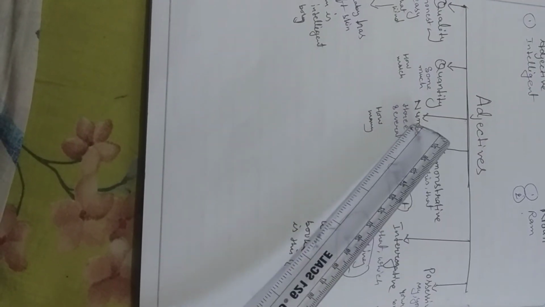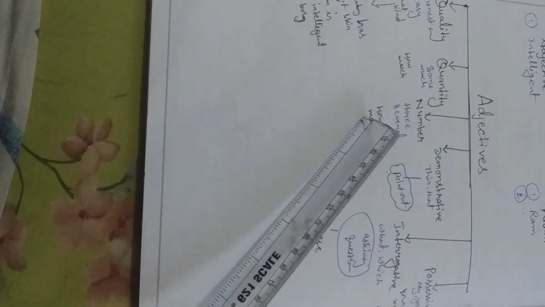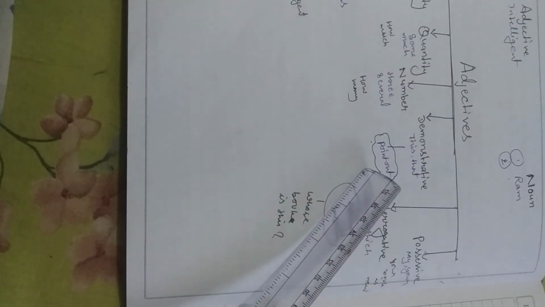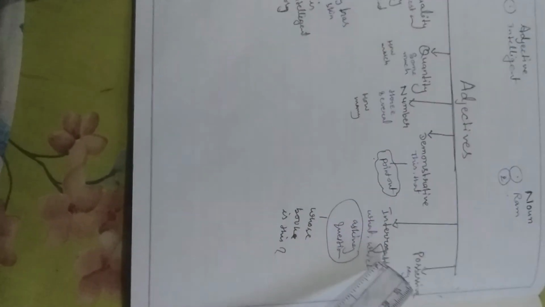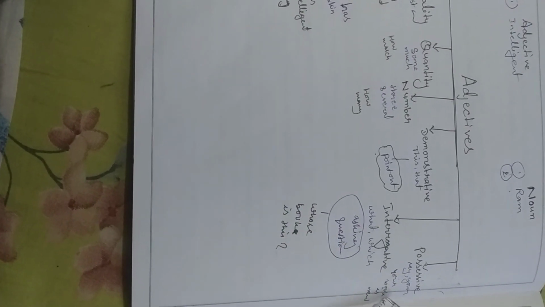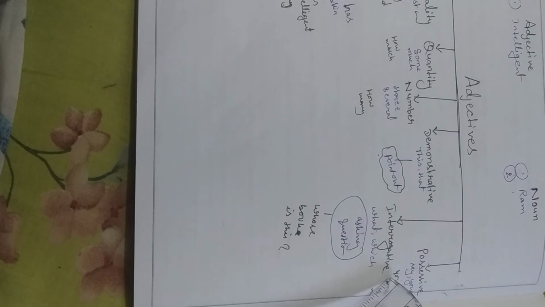Adjective of quantity: we can ask how much. So some, much, these words are adjectives of quantity. Adjective of number: we can ask how many. So three, several, so many things are there. Demonstrative adjective: point out, this, that. Interrogative adjective: asking questions. Possessive adjective: showing ownership. So, do you understand what we have learned?